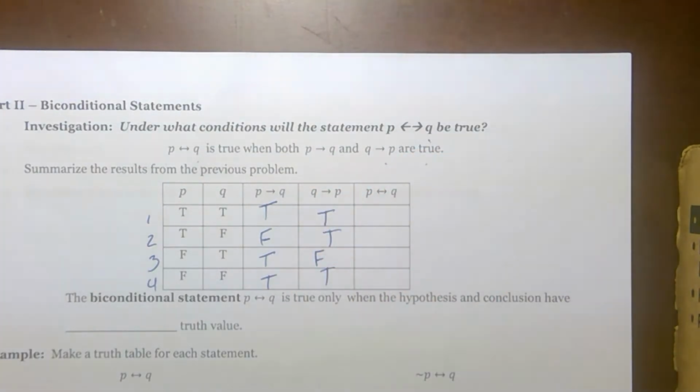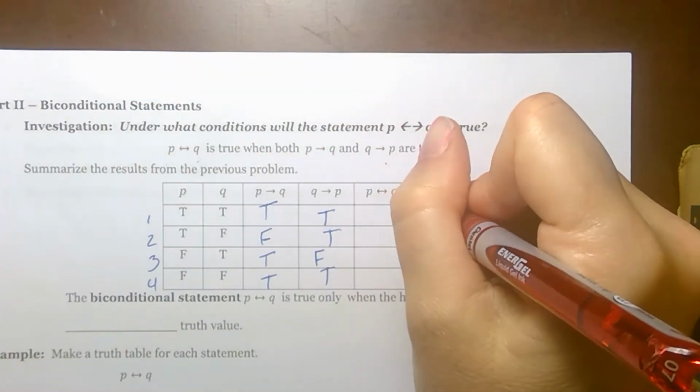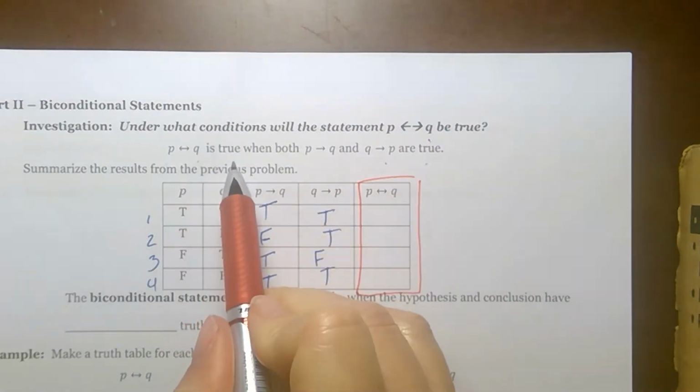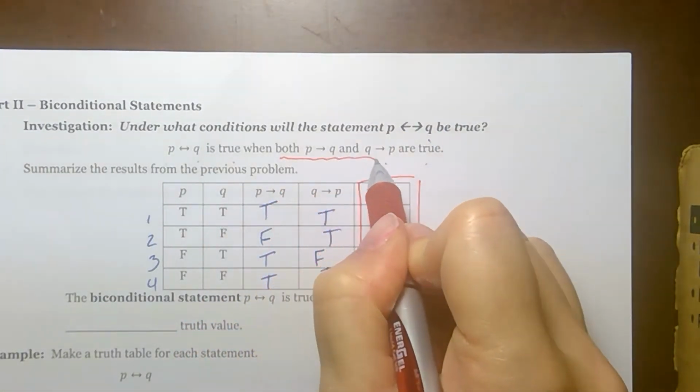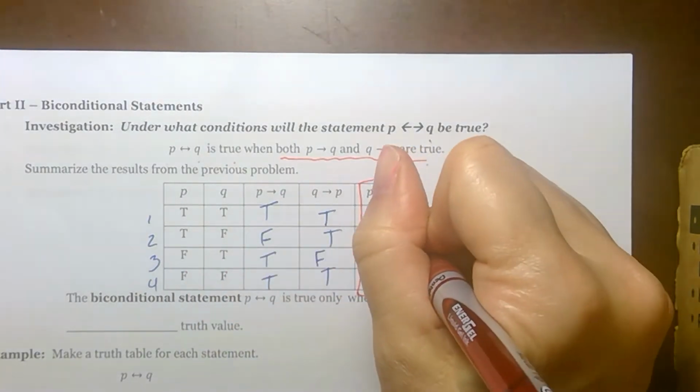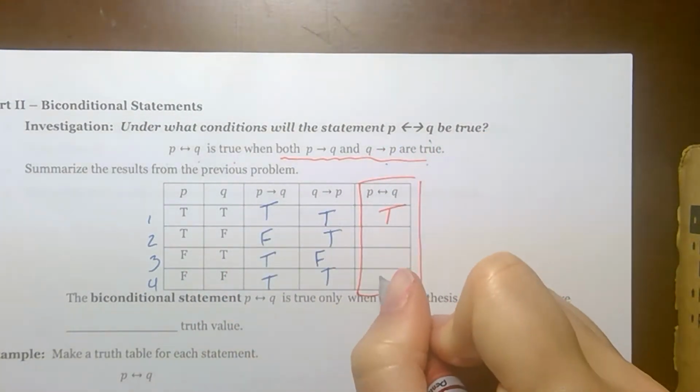Okay, now let's think about what we said. We said that P if and only if Q is true when both of these statements are true. Well, the first case, both statements are true, and the fourth case, both statements are true.